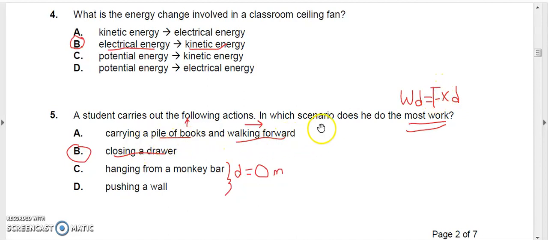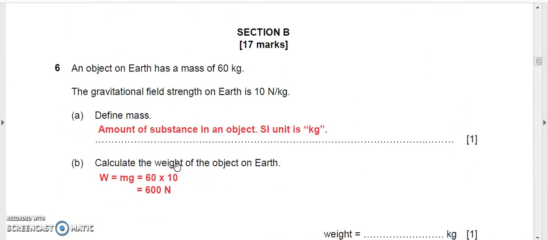Why the answer can't be A is because in A, if you have a pile of books moving upwards while walking forward, these two are not parallel. They are perpendicular. So closing a drawer is the only one. You push a drawer in, it goes in the same direction as you're pushing, right? C and D can't be the answer because you hang from a monkey bar or push a wall, and neither the monkey bar nor the wall moves. So distance is 0, F times 0, work done is 0. That's it. So that's it for the MCQ.